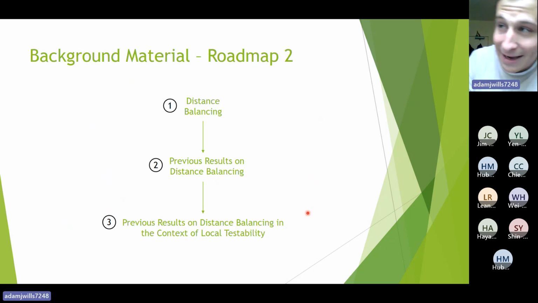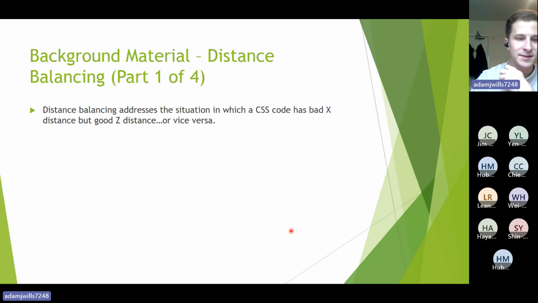So this is the second roadmap of background material, and I promise it's the last one, and definitely a shorter one. We just need to talk about distance balancing before we can look at our results. Distance balancing is something that you can do to a quantum CSS code if you want to get other more desirable parameters from it. So I'll talk about what distance balancing is and how it's done, then I'll talk about some results on it, what actually happens to the parameters when you distance balance, and then I'll talk about specifically local testability and soundness under distance balancing. So, starting with just distance balancing.